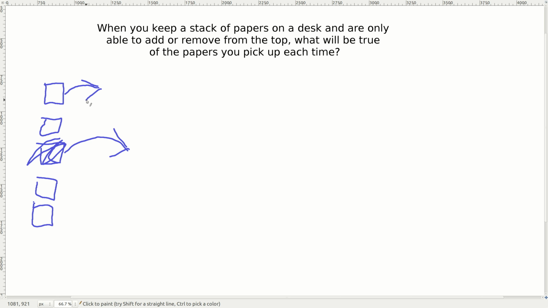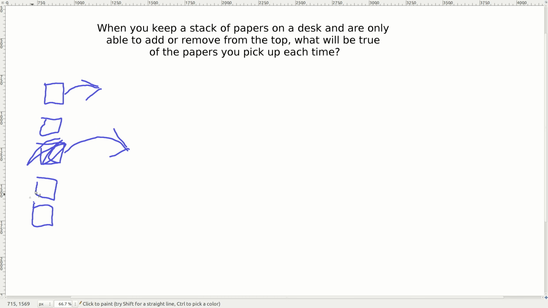So it would be a great choice to pause the video, even if you think you have an answer, and start to formulate an answer a little more fully to this question of if you keep a stack of papers on a desk and are only able to add or remove from the top, what will be true of those papers that you pick up each time? So pause now for a moment. Think about it. And then let's think about what we can actually guarantee about those.